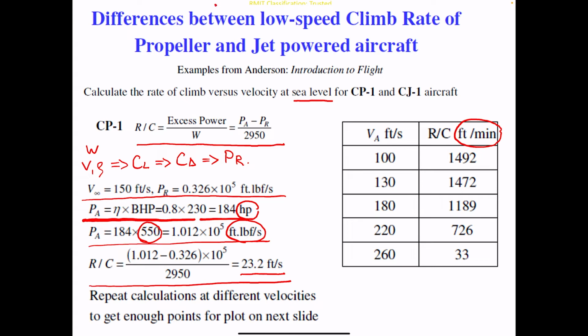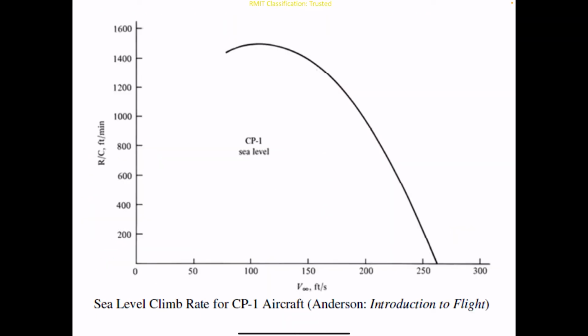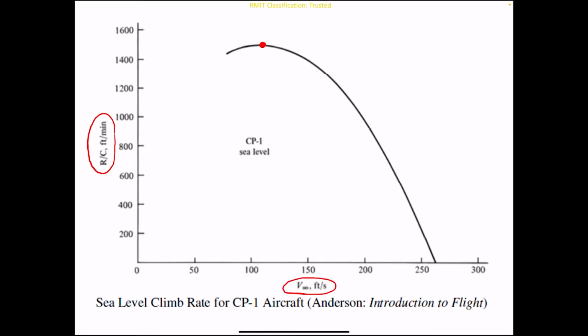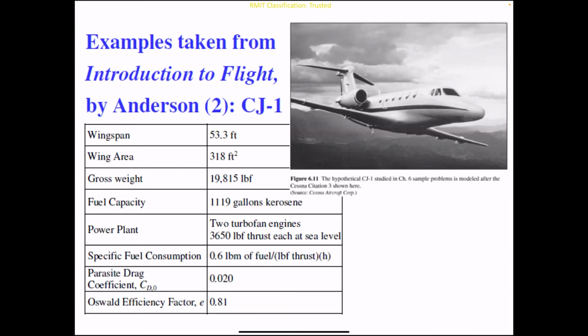Then we repeat this calculation for other velocities of interest, and then we plot it. So here is the plot, rate of climb versus true velocity. And here is the maximum rate of climb with associated velocity. I'm just sketching it like this. Now we are going to analyze the jet.